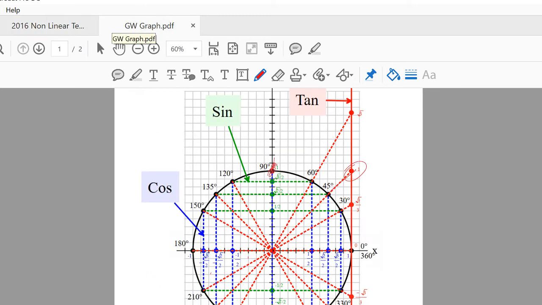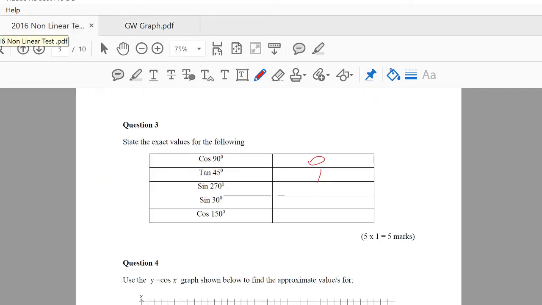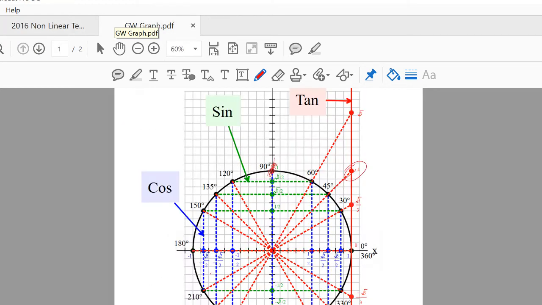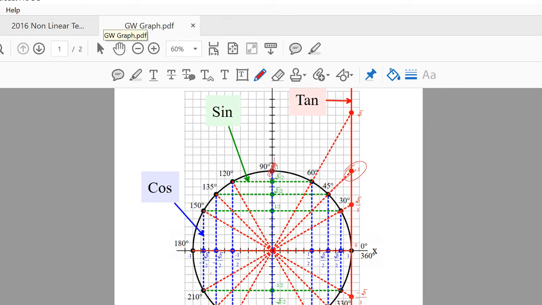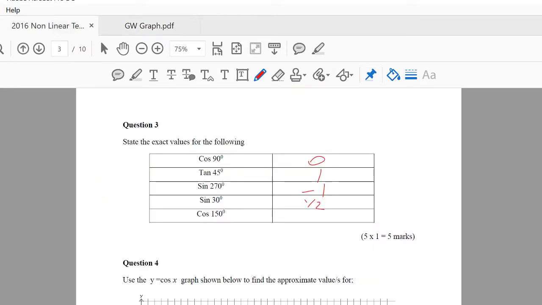Sine of 270, where is 270 degrees? All the way around to, oh, there it is, down the bottom. And the sine of that is the y coordinate, so it's going to be -1. Sine of 30, so where's 30 degrees? 30 degrees is there, sine is a measure of the y coordinate again, it's +1/2. So sine of 30 is 1/2. And cos of 150, where is 150? It's all the way out there. Cos of that is going to be negative the square root of 3 over 2. There's 5 easy marks if we know how to read off the circle.